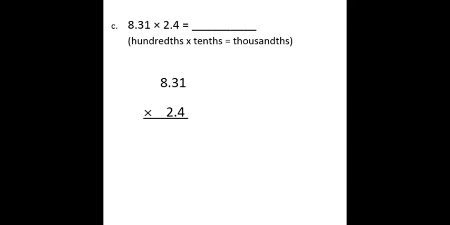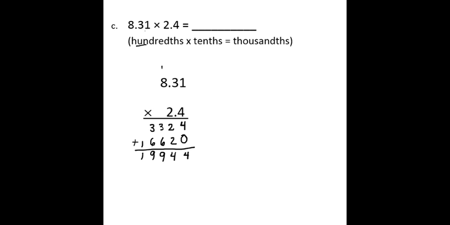And let's look at one more problem. Here I have 8 and 31 hundredths times 2 and 4/10. So I'll start with the multiplication. 4 times 1 is 4. 4 times 3 is 12. 4 times 8 is 32, plus 1 is 33. Put down my 0. 2 times 1 is 2. 2 times 3 is 6. 2 times 8 is 16. I'll add both of those. I have 4, 4, 9, 9, and 1.